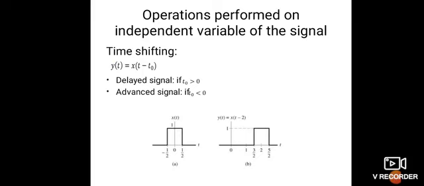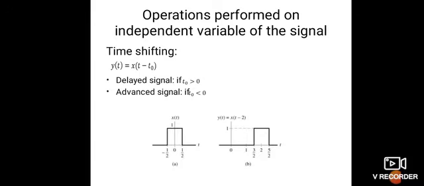So in case of time shifting, I am taking y(t) equal to x(t minus t0). The time shifting operation is also known as time delay or advancing, according to the operation. So first I am taking a delayed signal. If t0 is greater than 0, suppose I take t0 as 1 or 2, then the signal is y(t) equal to x(t minus 1) or x(t minus 2).